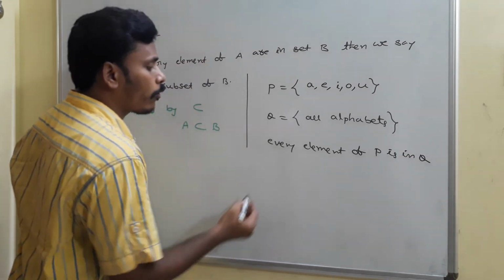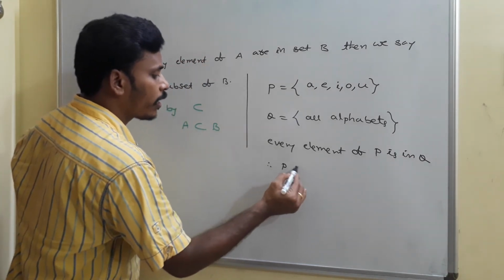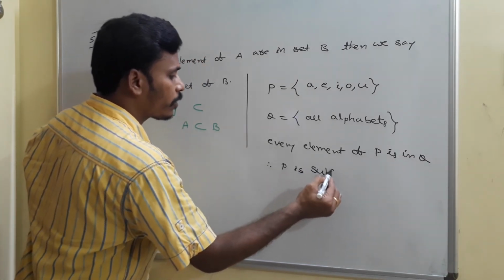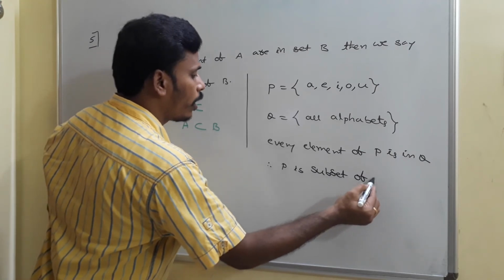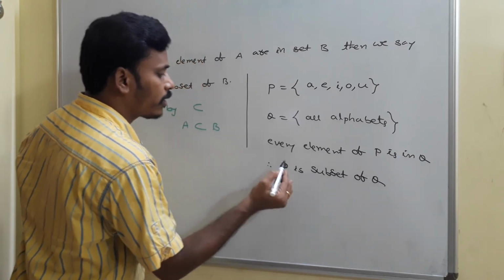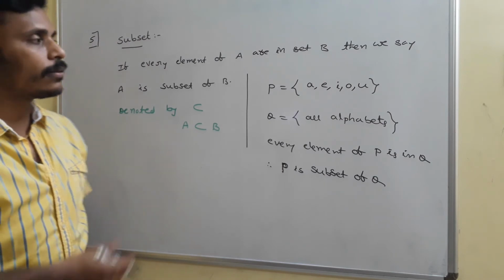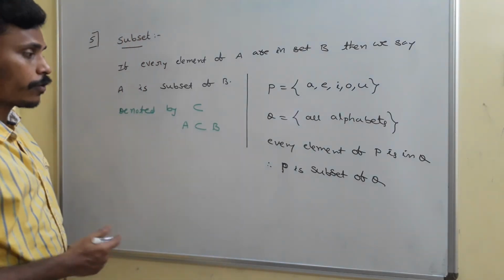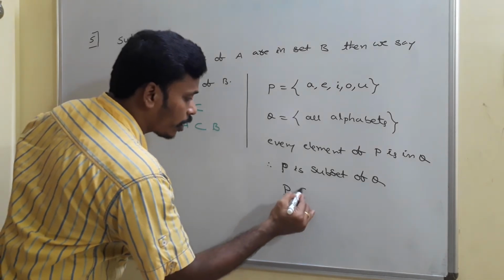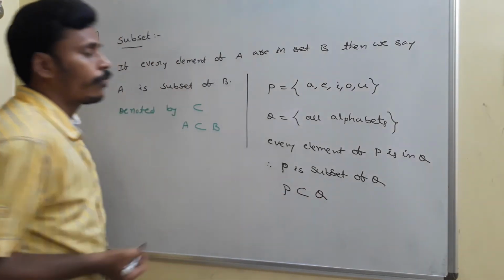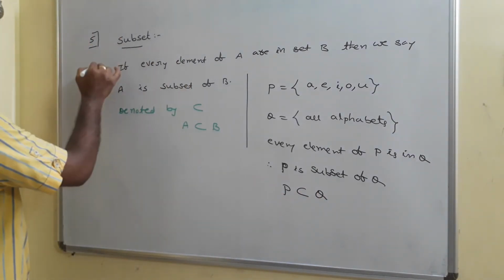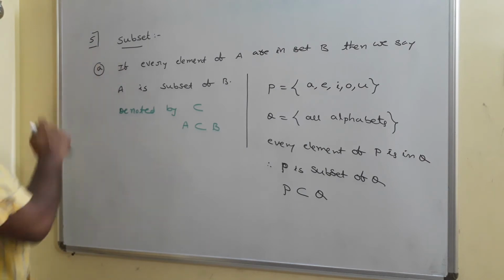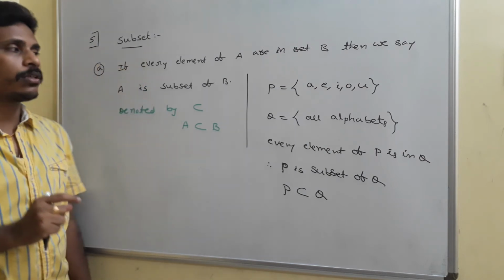Since every element of P is in Q, we say that P is a subset of Q. Not only one subset, there exist many subsets for that Q. Just in this particular context, P is a subset of Q, and we write this notation, P is a subset of Q. You just take it as 5A. That's the basic definition related to subsets.